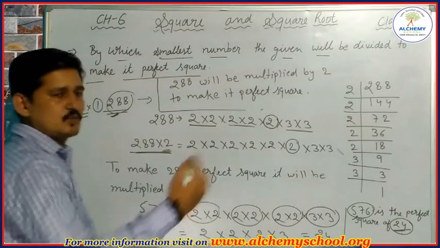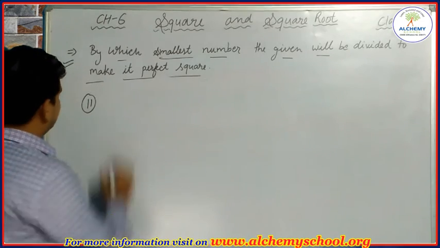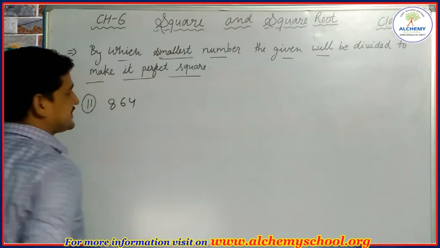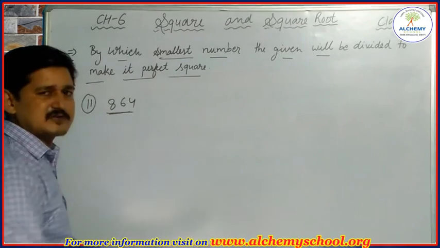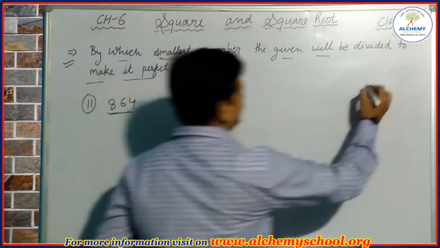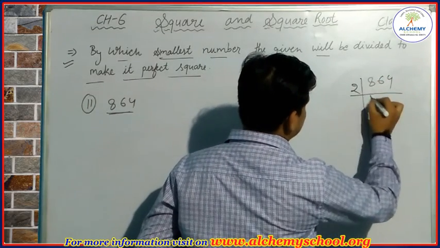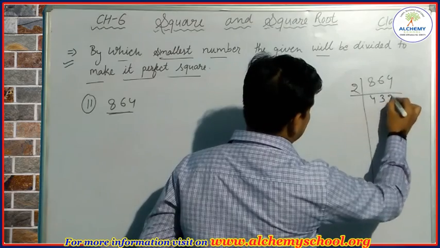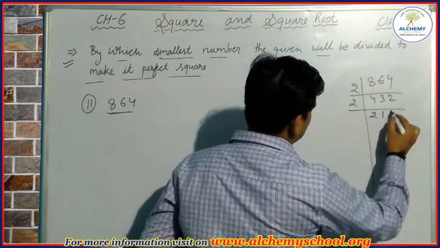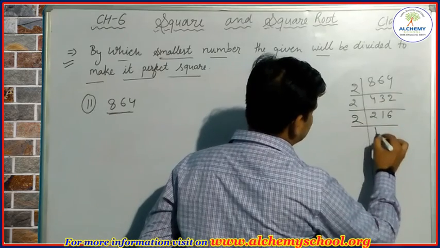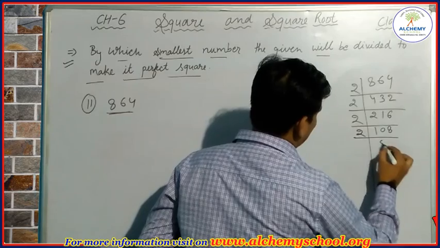Okay, let's see one more example. The next example that we are going to take here is 864. First of all we have to find whether 864 is a perfect square or not. So we have to factorize it. 2 4s are 8, 2 3s are 6 and 2 2s are 4.